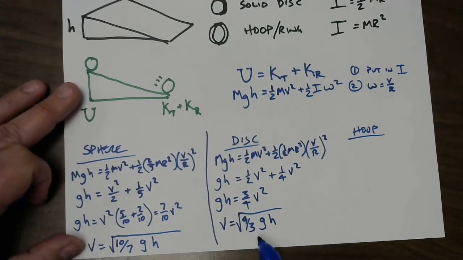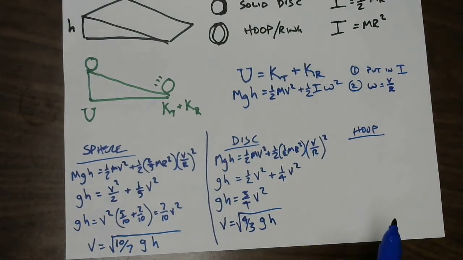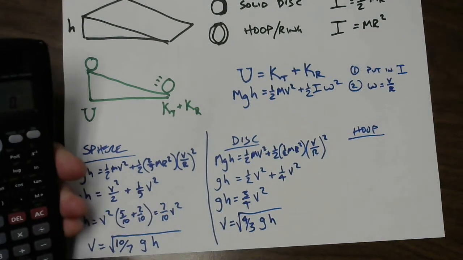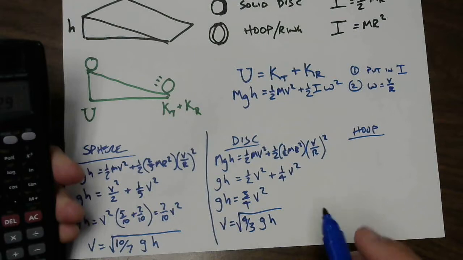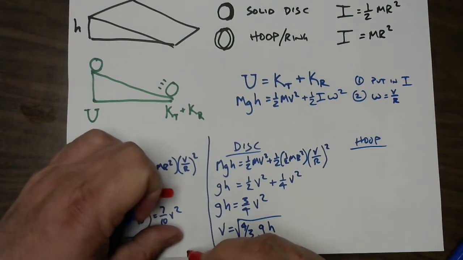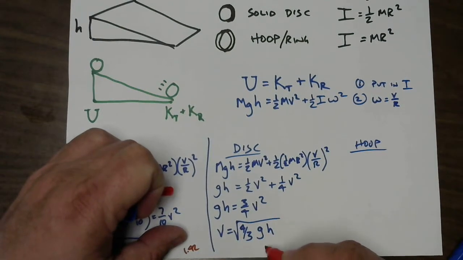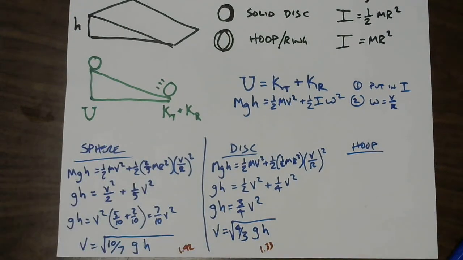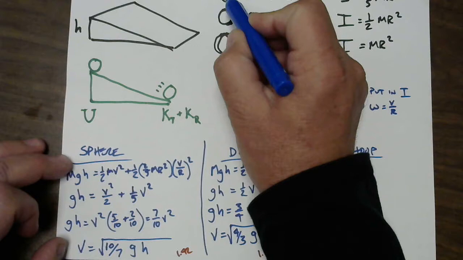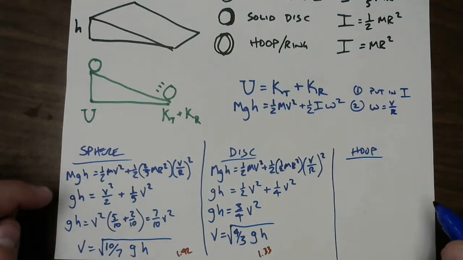Now, between these two, which is bigger, 10/7 or 4/3? 4/3 is 1.33, and let's just see what 10/7 is. 10/7 is 1.42. I should probably jot this down. So this is 1.42, and this is 1.33. So it looks like if we were to race a sphere versus a disk, then the sphere would get to the bottom first. I guess that kind of makes sense. The sphere has more of its mass concentrated near the center, and so less resistance.